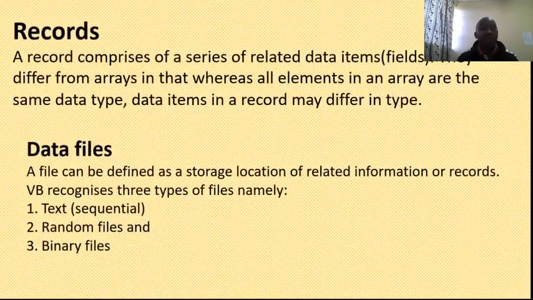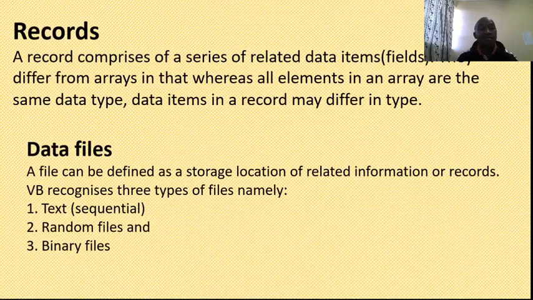Then you can also have records as other data types. A record comprises a series of related data items or fields. They differ from arrays in that whereas all elements in an array are of the same data type, data items in records may differ in type.